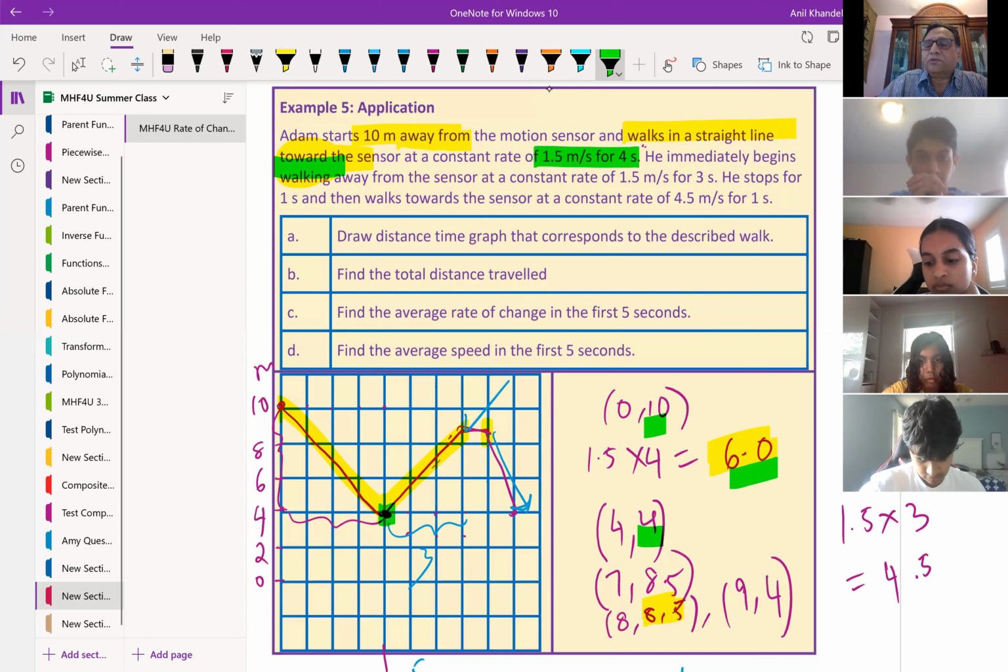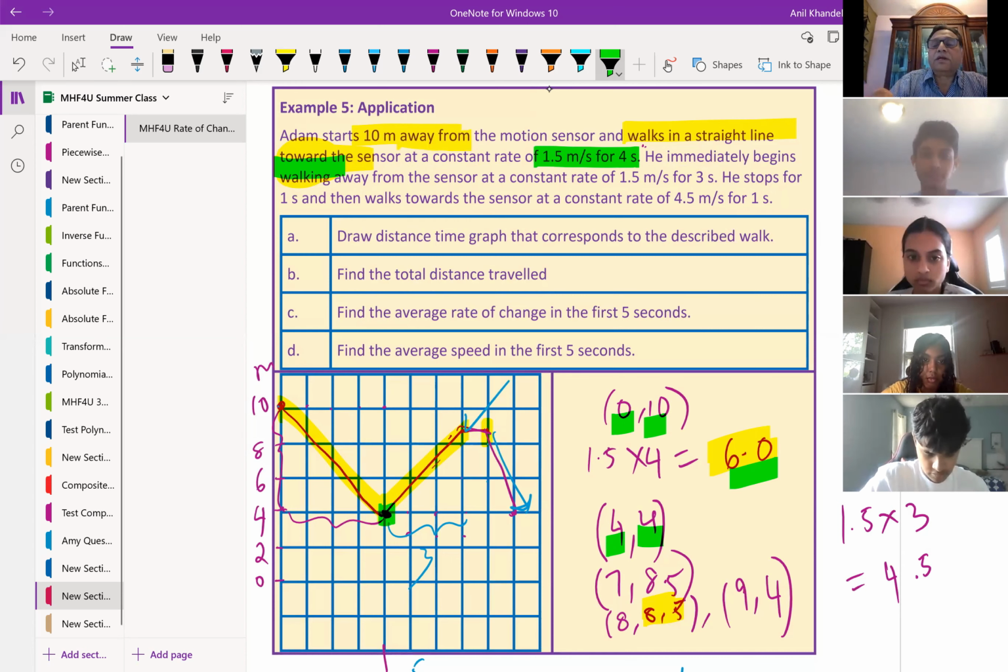So the y value has changed from 10 to 4, since you're coming closer to the sensor. The x value changed from 0 to 4 since you walked for 4 seconds. Is that clear to everyone? This question could be either way. Either the graph is given to you and you have to explain the motion, then do all this calculation and write down the rate and time.